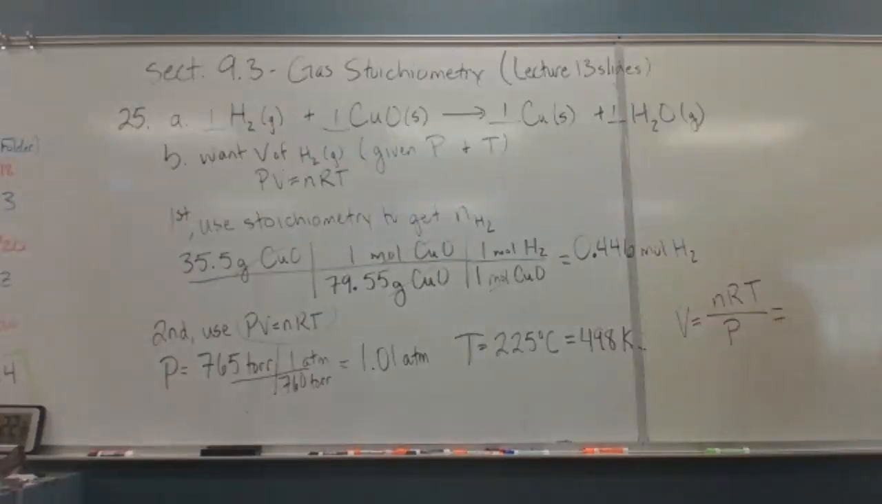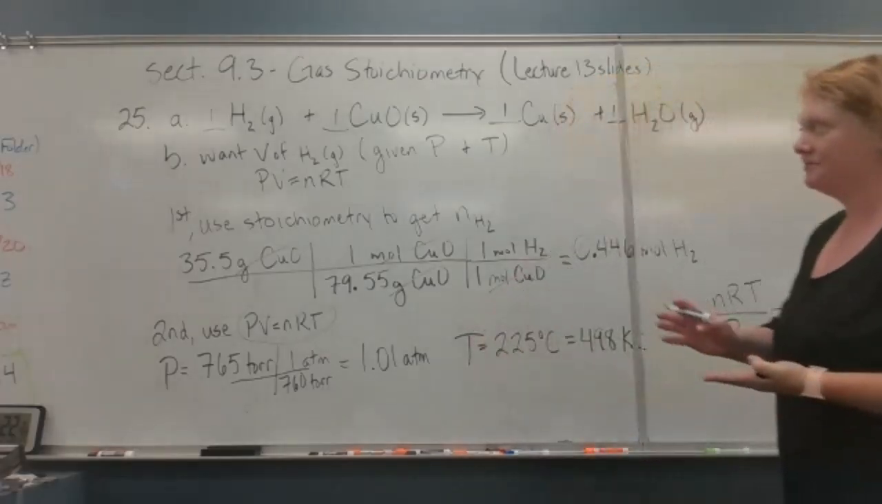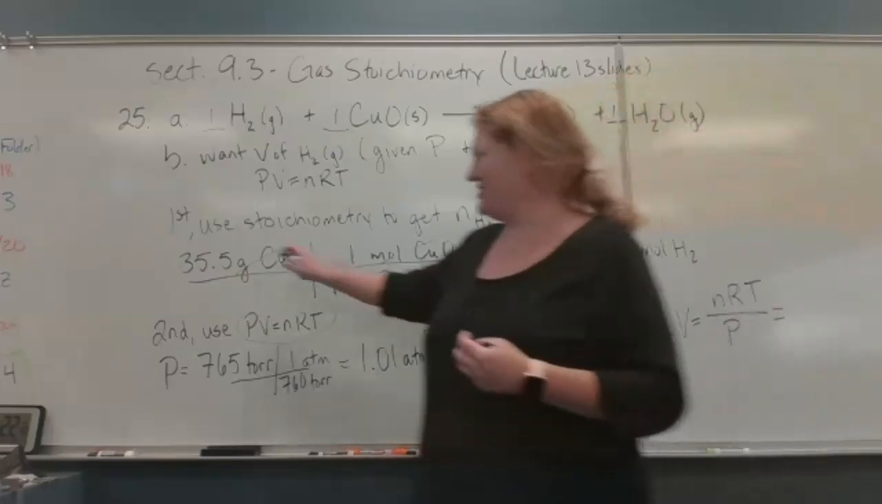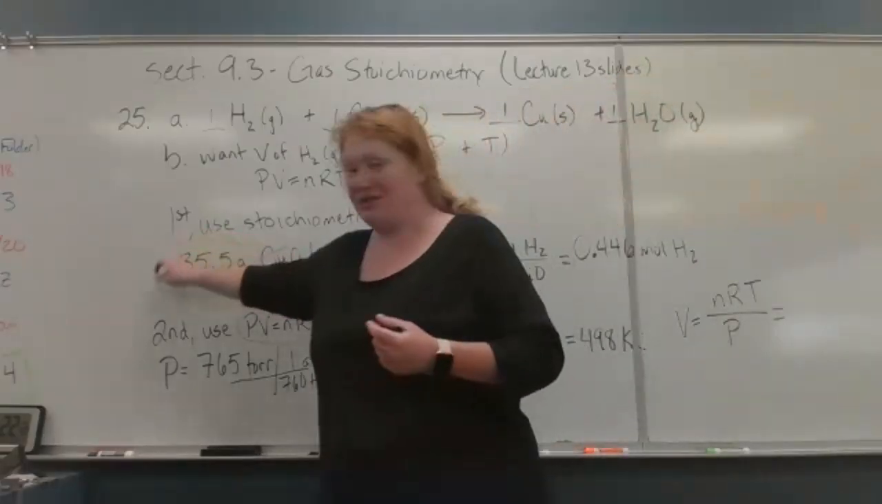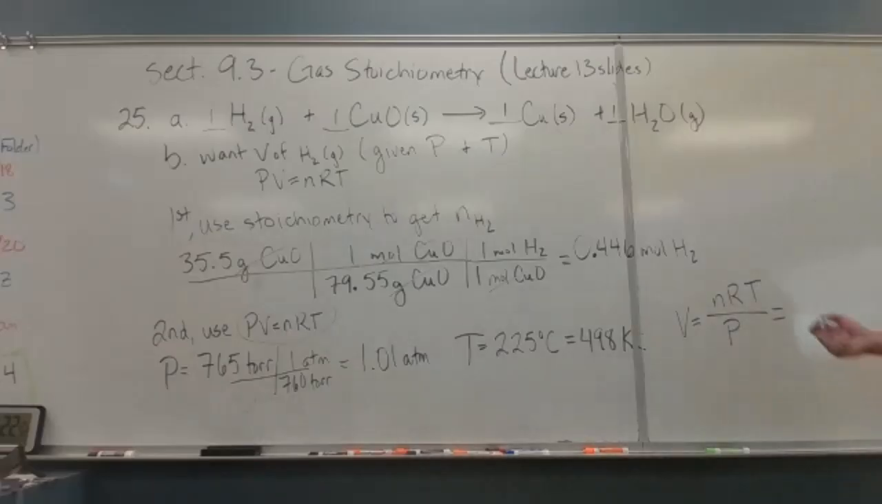So I think your final answer should be rounded to 3 sig figs, based on this very first mass measurement, 3 sig figs. I got 18.0 liters of hydrogen gas is what you would need. Okay.